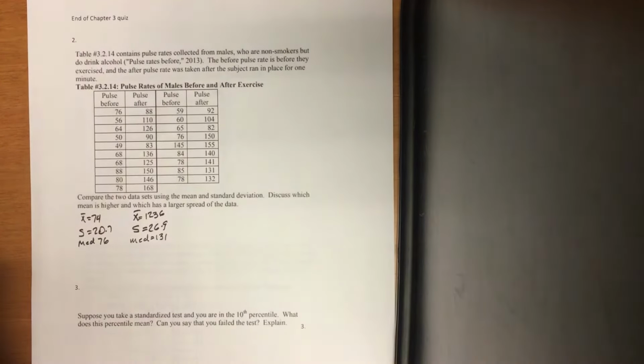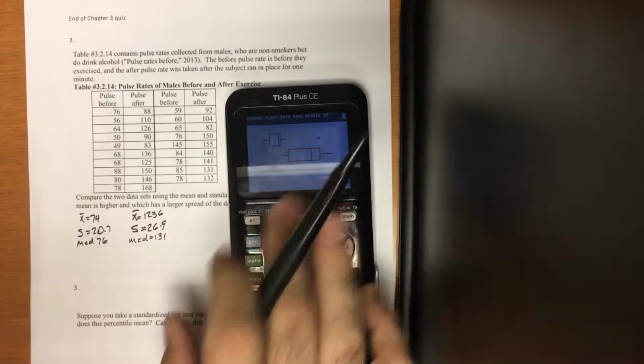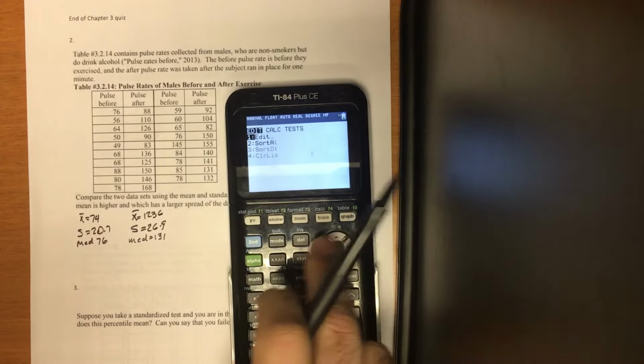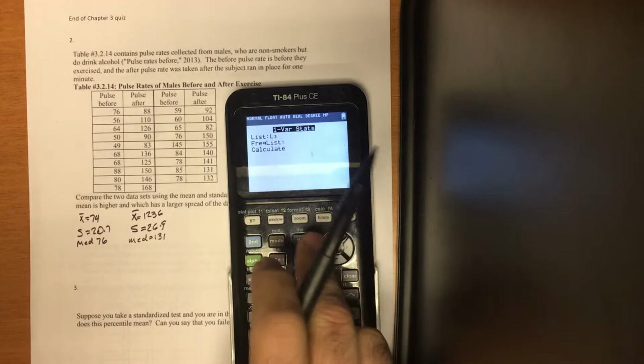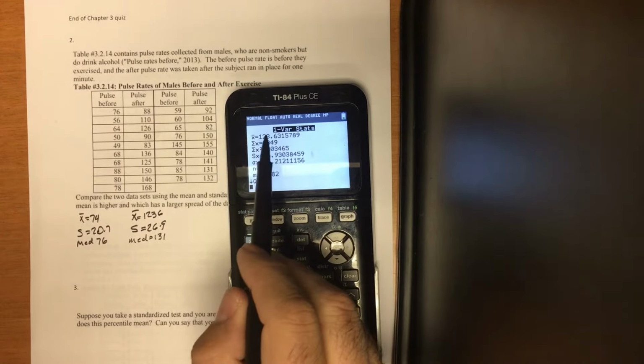Okay, so I've got the data entered. We've got pulse before and pulse after for a group of males. And we're going to go stat, calc, 1var stats. I've got my data in list 2 and list 3. So list 3 was the after group.